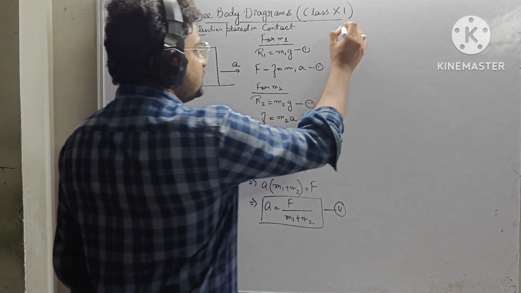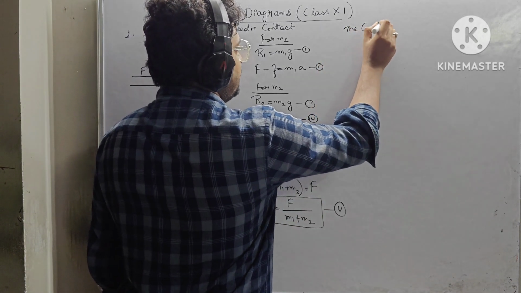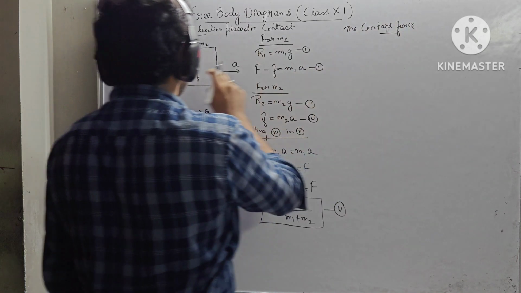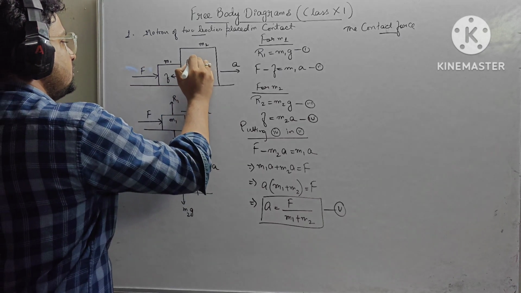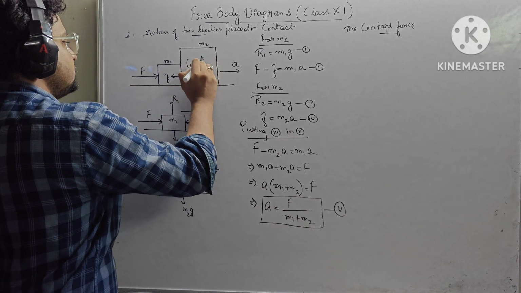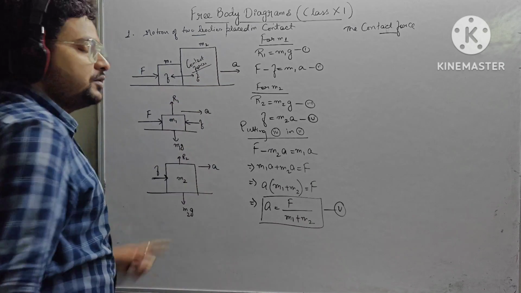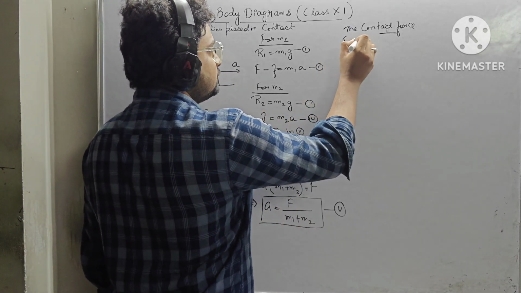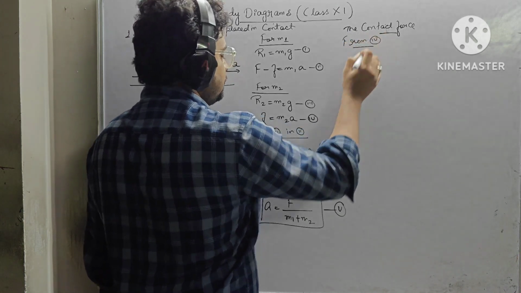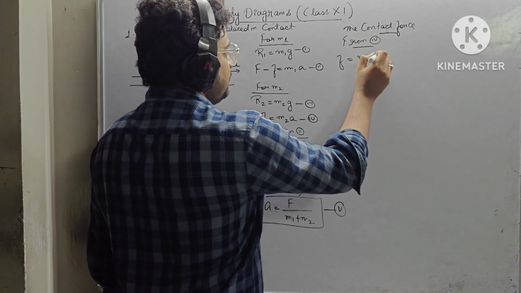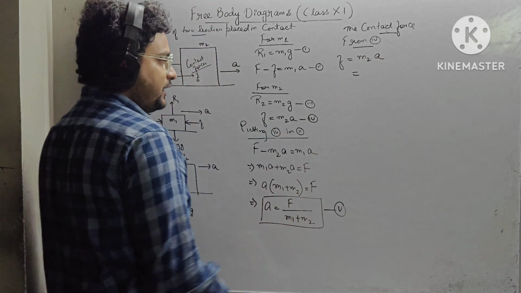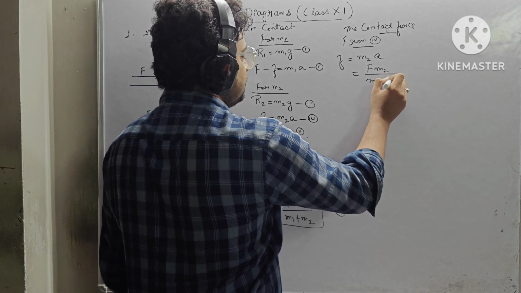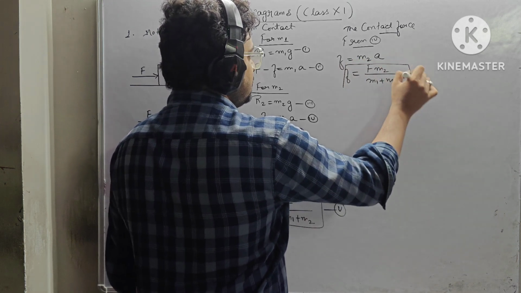What about the contact forces? This small f and f, these two are known as the contact forces. So how to find out the contact force? You can find out from equation 4. Small f is equal to M2 into A. Just put down the value of A. So I will get F into M2 divided by M1 plus M2. So this is going to be the contact force.